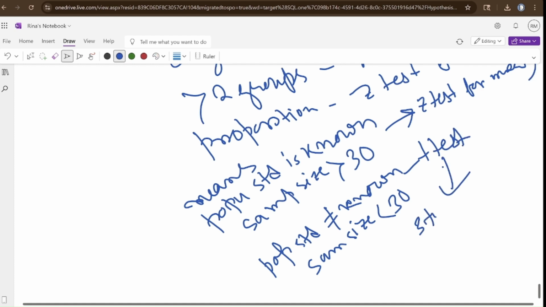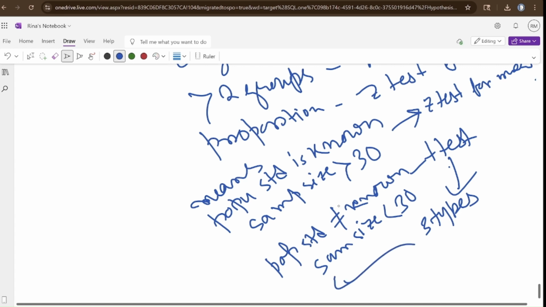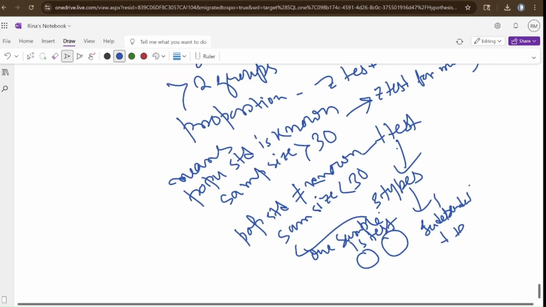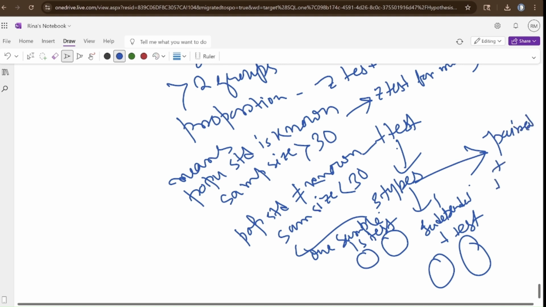T-test is of three types, right? One is one sample t-test, when you have one sample mean and a known population mean. Another is independent t-test, which means you are comparing two separate means. And the other is paired t-test, which means you are taking one sample but checking before and after a strategy.